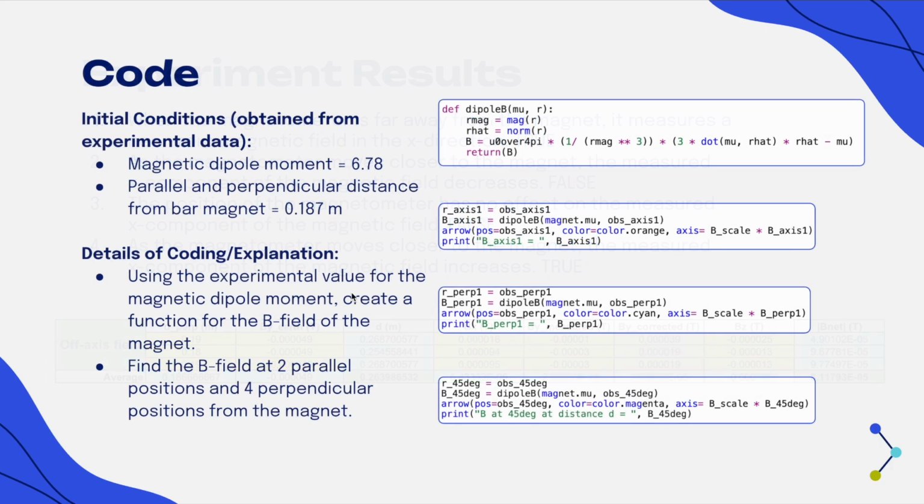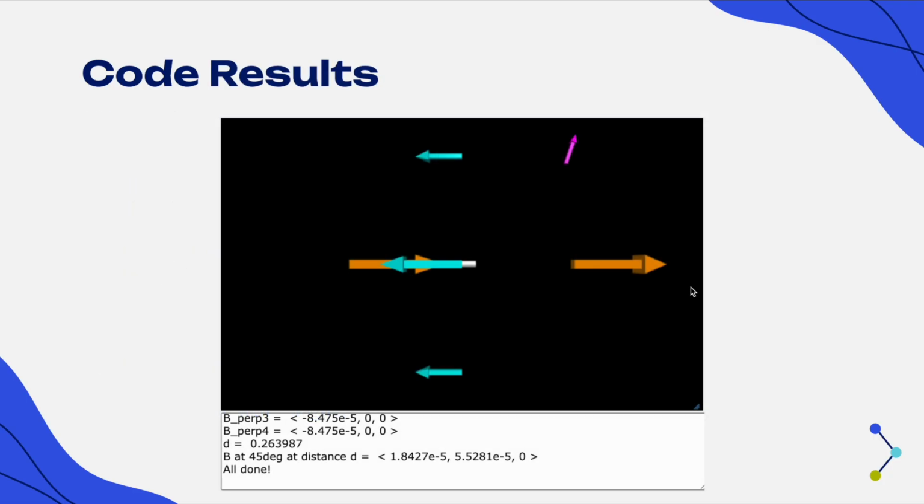For our code, we tried to model the same situation. To do that, I first created a function for the B field based on the magnetic dipole moment and the radius, or the observation vector, using that equation from before. Then we plugged in our initial values from the experiment: 6.78 for the magnetic dipole moment, and this was the distance that we used for the second part. Using that, we modeled the B field at 6 different locations, 2 parallel and 4 perpendicular to the magnet. These are the results.